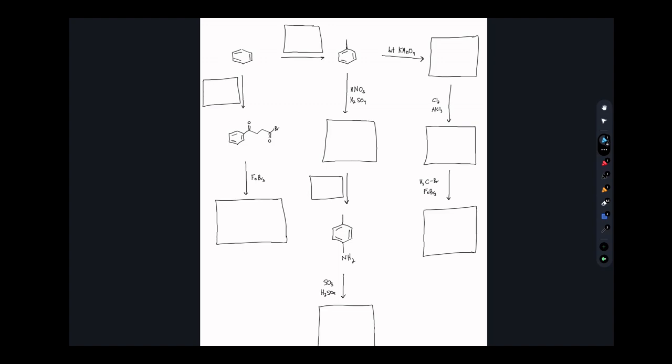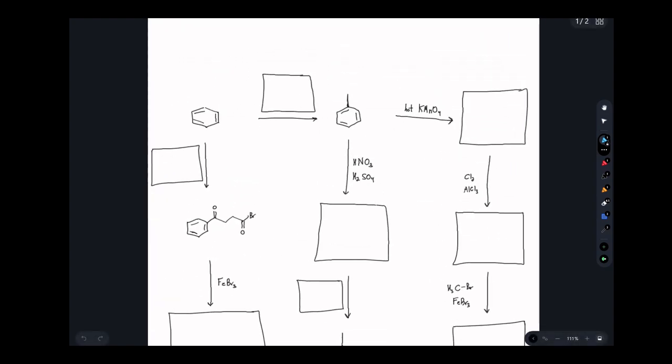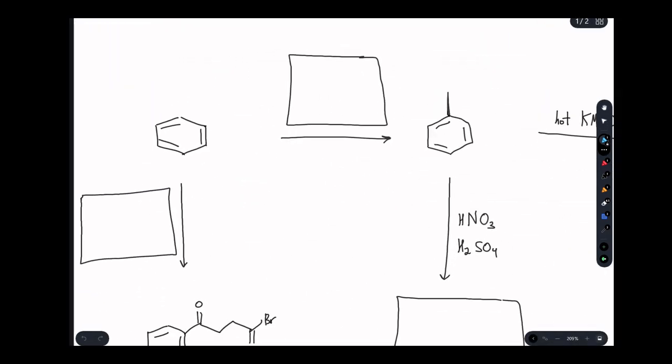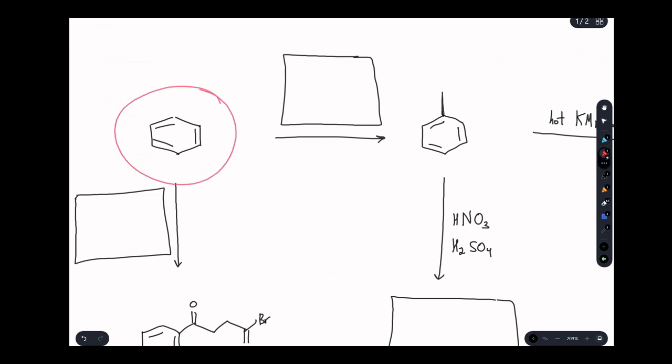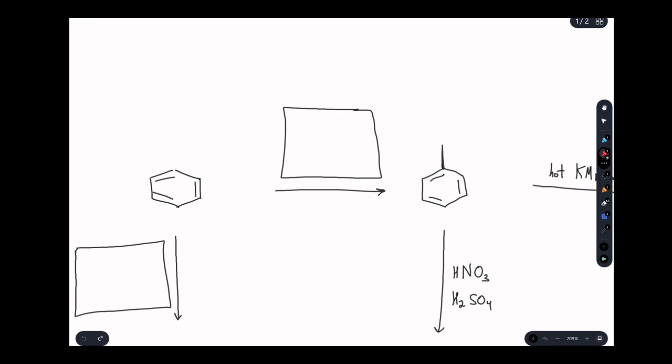Hopefully now you've had some time to look at this problem. Let's zoom in and start from the top. And really, this whole roadmap begins with naked, empty benzene. Let's go to the right first, and here we can see that a methyl group is being added to the benzene. Since we're adding directly to the benzene, that tells us that we're doing an EAS reaction, and we need to figure out which one it is.